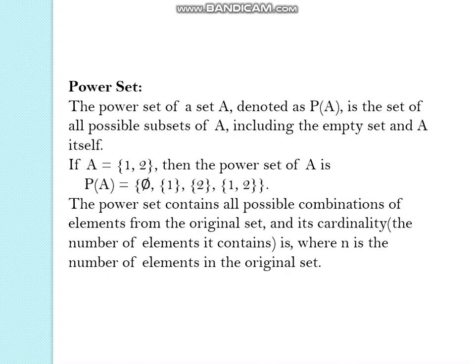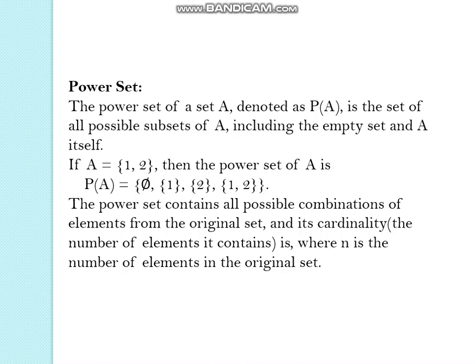Power set. The power set of a set A, denoted as P(A), is the set of all possible subsets of a set A, including the empty set and the set itself. For example, if a set A is given as {1, 2}, the cardinality is 2, then the power set of A is the empty set phi, the set itself, which is written as {1, 2}, the singleton {1} and the singleton {2}.